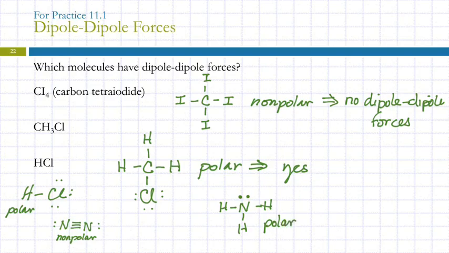Any questions? Right. Just because this one doesn't have a central atom does not mean that it's nonpolar. So if you have a diatomic molecule, 2 atoms, it will be polar if the bond is polar. If the bond is nonpolar, then the molecule's nonpolar.